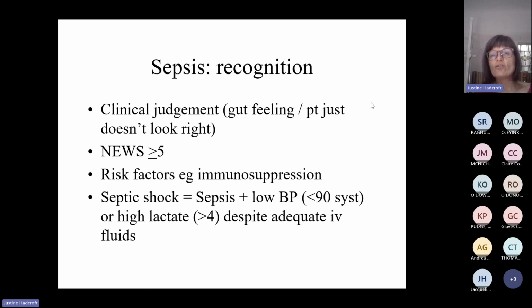And then we talk about septic shock. So septic shock is sepsis with a low blood pressure, which is defined as a systolic blood pressure of less than 90, or a high lactate, which is a lactate of more than 4, despite adequate IV fluids. So somebody might come into hospital with a low blood pressure and high lactate. You give them IV fluids and their blood pressure comes up and their lactate comes down. That's fine. We're happy. If that doesn't happen after an hour or two, a couple of bags of fluid, then we'd be very, very worried that this patient might have septic shock.